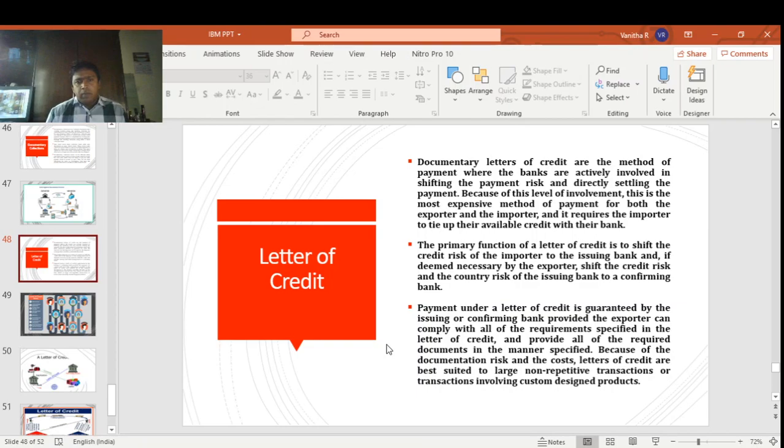As we discussed, I apologize for that. There was a certain technical glitch. Payment under a letter of credit is guaranteed by the issuing or confirming bank, provided the exporter can comply with all the requirements specified in the letter of credit and provide all of the required documents in the manner specified.